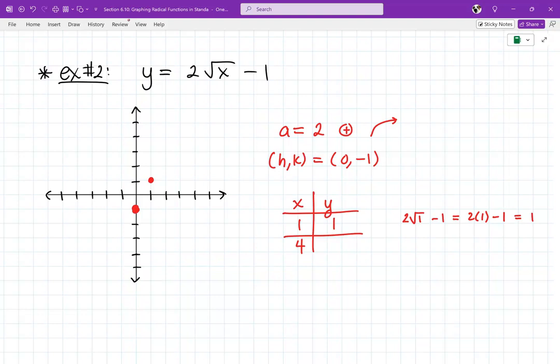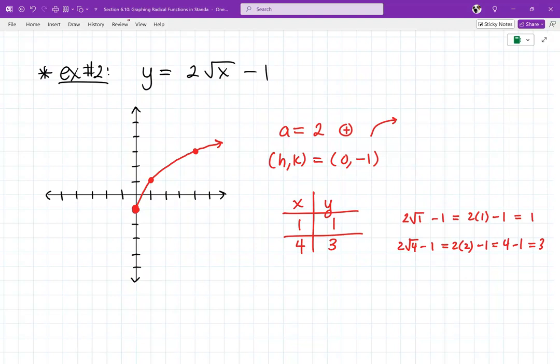Now, let me plug the 4 into the equation. 2 times square root of 4 minus 1. The square root of 4 is 2, minus 1. 2 times 2 is 4, minus 1. So that answer is 3. So at 4, I have to go up to 3. Whoops, I forgot to put it on the chart right there. So let me go ahead and draw this, and I'm done.